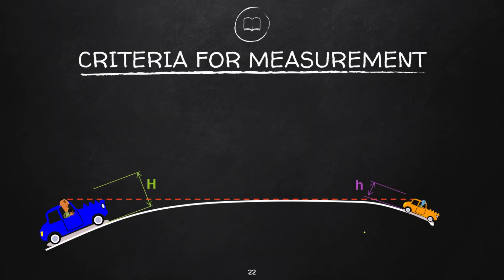Now we move to the criteria for measurement. Let's just take a short discussion of the design values that were used in the development of this form, the design values for acceleration and for the value of the brake reaction time.